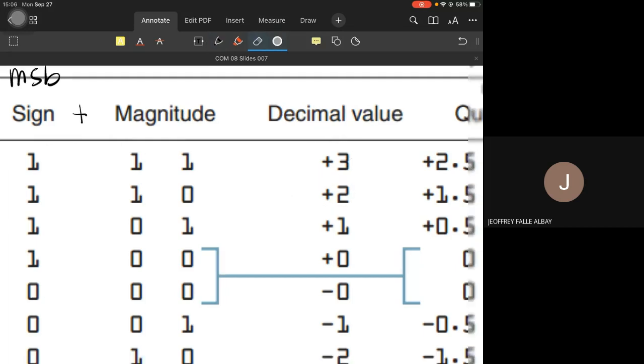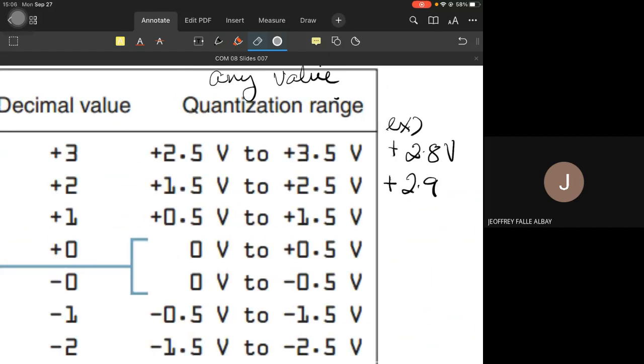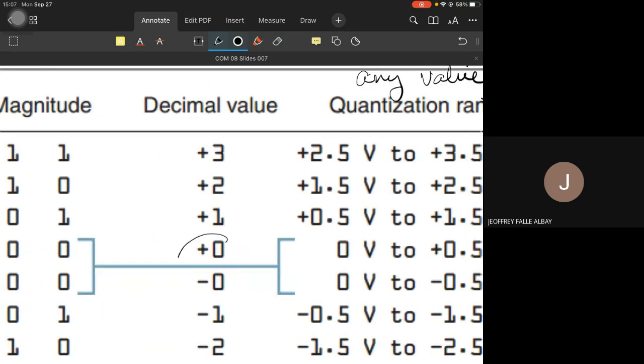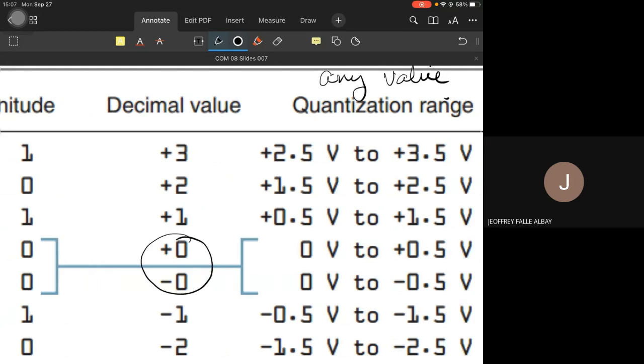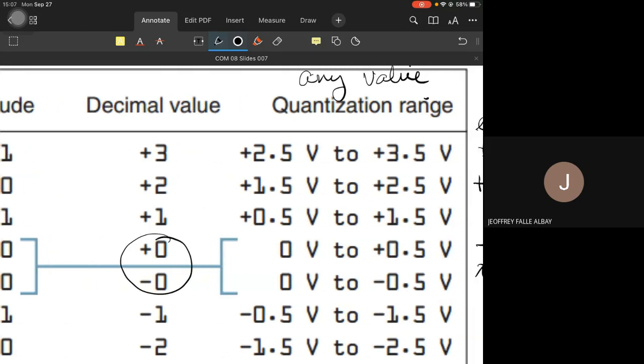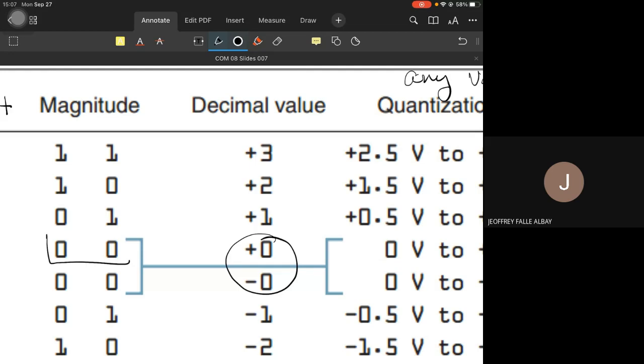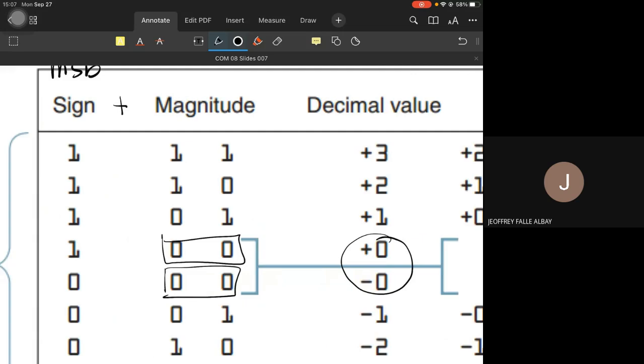What's interesting here is 0. Anywhere from negative 0.5 volts to positive 0.5 volts is assigned level 0. Why do we have two 0s, a plus 0 and a minus 0? Because we have two kinds of 0. We have 0, 0, 0 and 1, 0, 0, but their MSB is different.